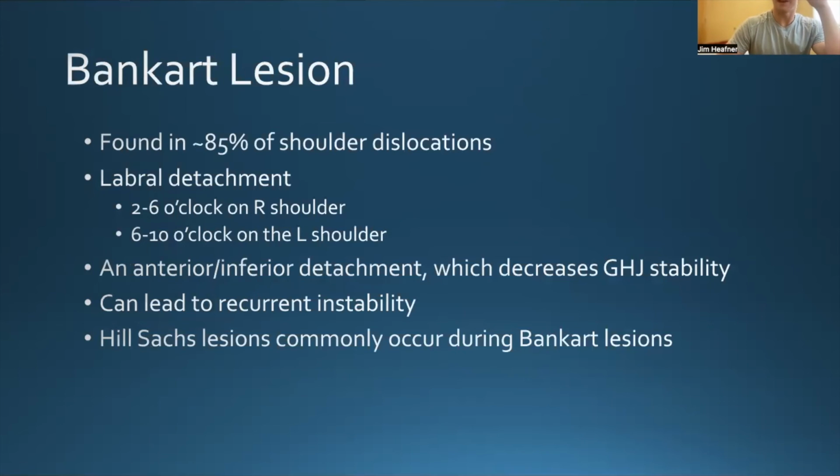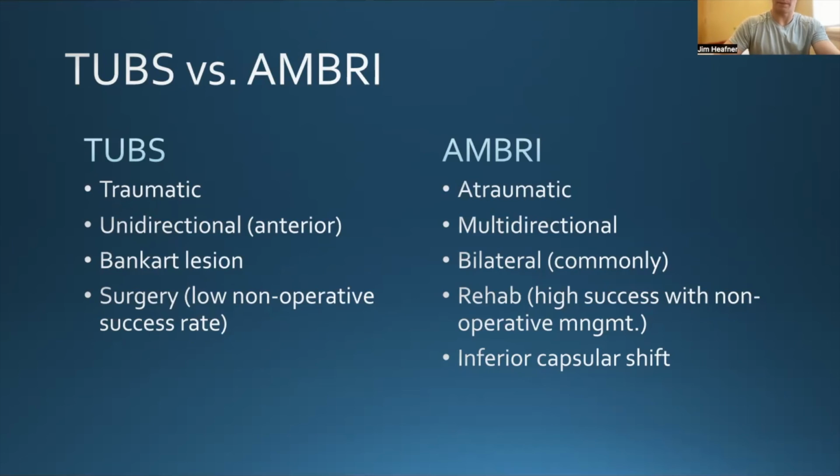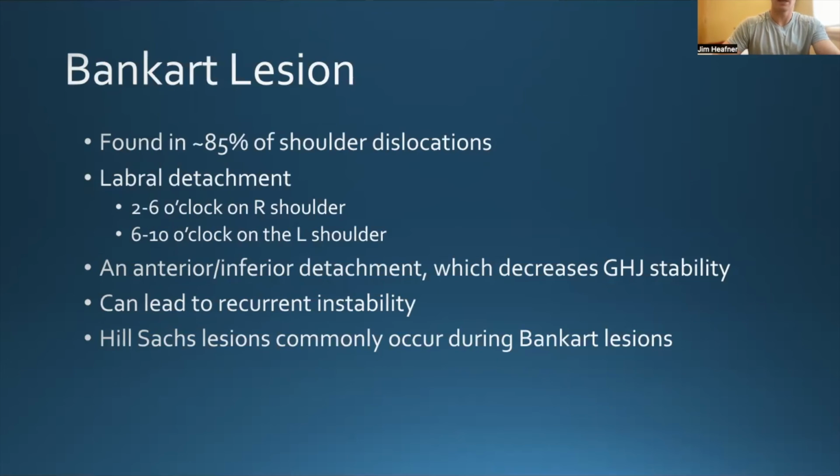So let's go back to the TUBS. The B here is for Bankart lesion. A Bankart lesion is a labral detachment from 2 to 6 p.m. on the right shoulder or 6 to 10 p.m. on the left shoulder. This occurs in those traumatic dislocations in 85% of people. That's why surgery is often required to tighten the shoulder back up. It's going to happen in an anterior inferior detachment, which decreases the stability of the glenohumeral joint, and this can lead to recurrent instability.